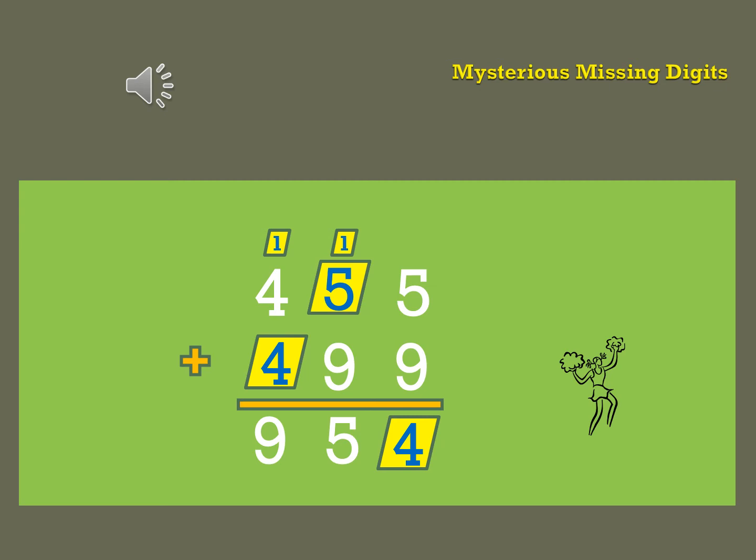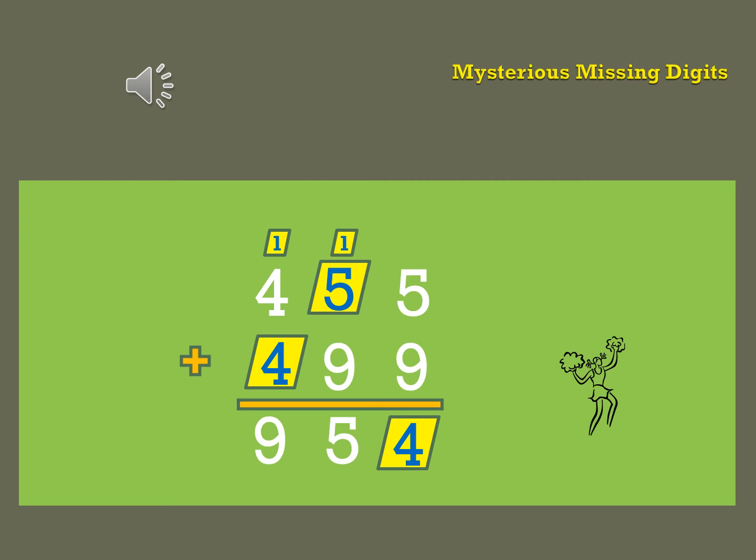9 and 1 is 10. Well, we know that the digit in the tens place is a 5. What would you need to add to 10 to get to a 5 in the tens place? We would need to add 5. Well, that gives us 15.